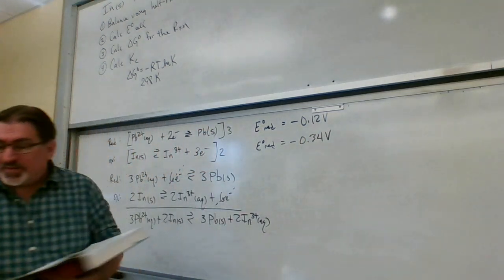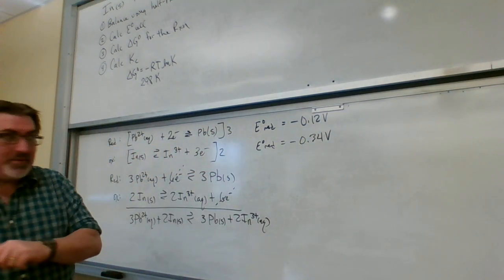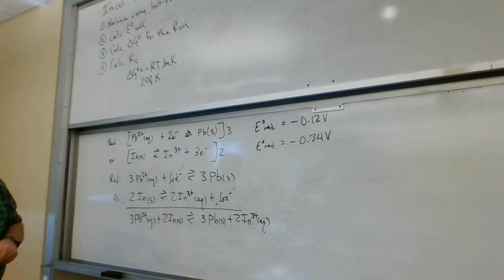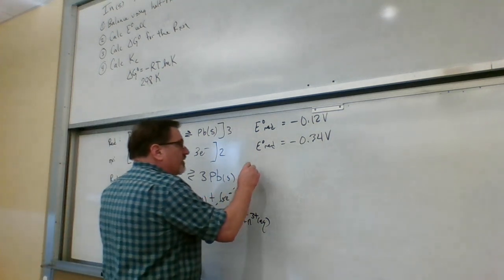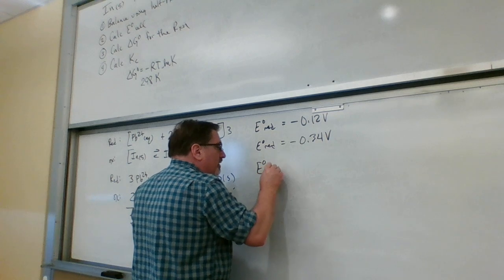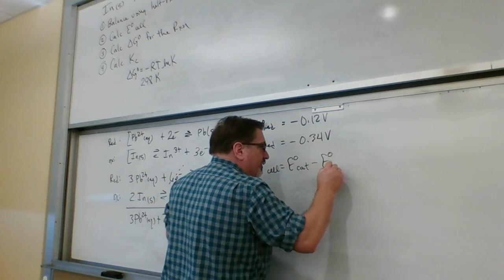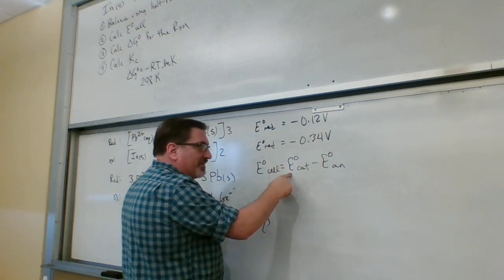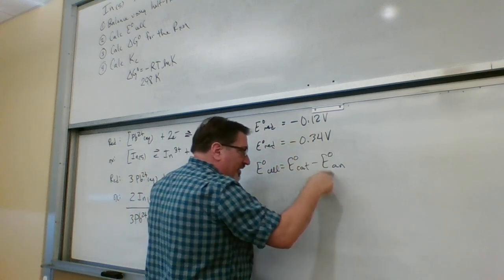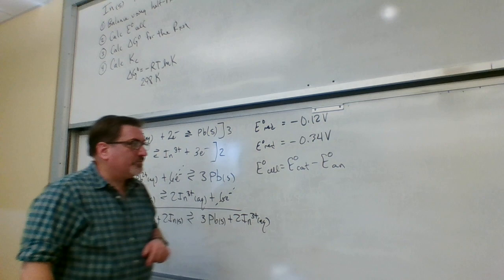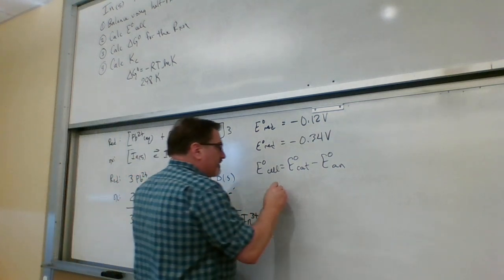So those are our 2 reduction potentials. We don't flip any signs. That's what they were in the table. So E0 for the cell is E0 for the cathode minus E0 for the anode. Remember, those are reduction potentials for the cathode reaction, reduction potentials for the anode reaction. Plug in our numbers.